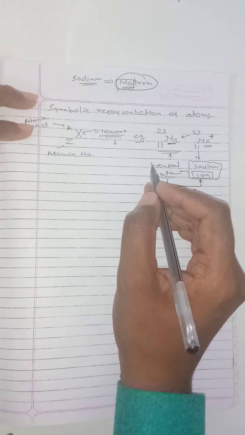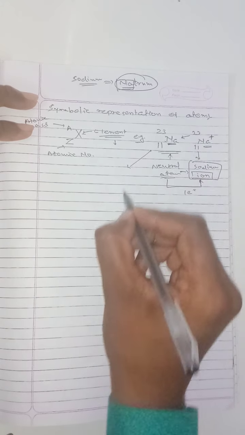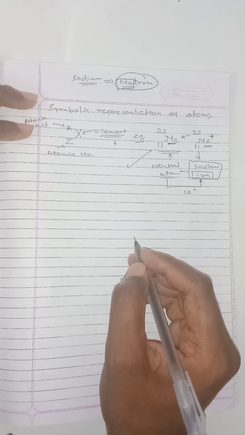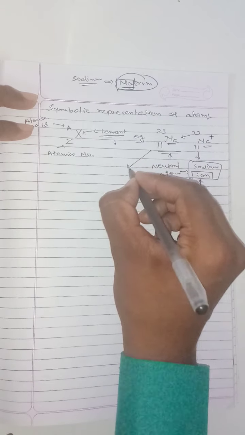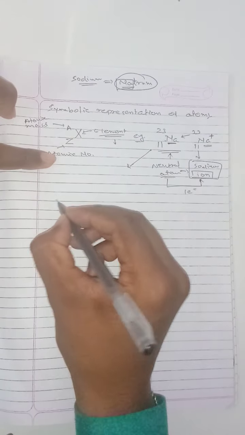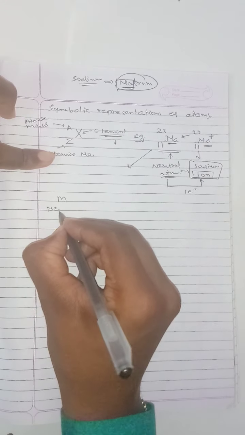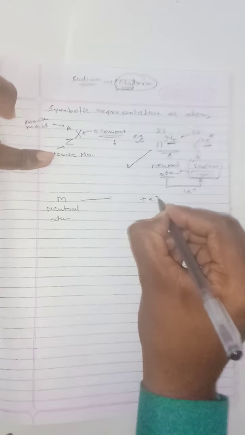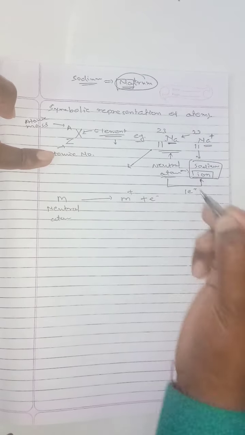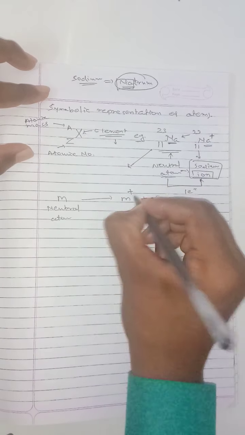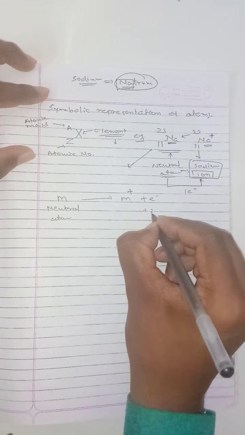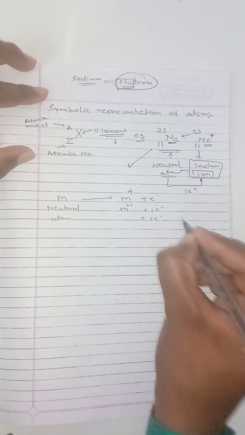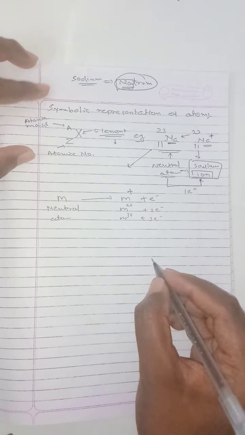Suppose sodium loses one electron, then let's see here, M, that is a neutral atom. If it loses one electron, it is converted to M plus. Suppose it loses 2 electrons, it is converted to M2 plus. If it loses 3 electrons, M3 plus.